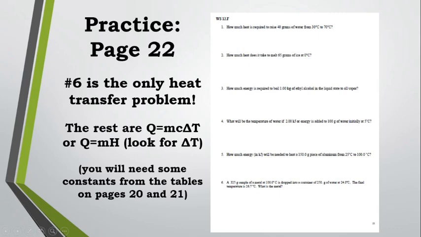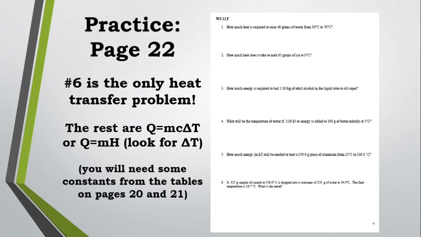Last little bit of work for you to do, other than the lab, of course, and there's a little video intro to the lab if you need help with it. But it's a little bit of practice on page 22. 6 problems. And number 6 is the only one that's one of these heat transfer problems with all of these big crazy numbers. The rest are either Q equals MCΔT or Q equals MH. And the way to tell the difference is to see if the temperature is changing. If you see a change in temperature, that means you've got to use the delta T equation.